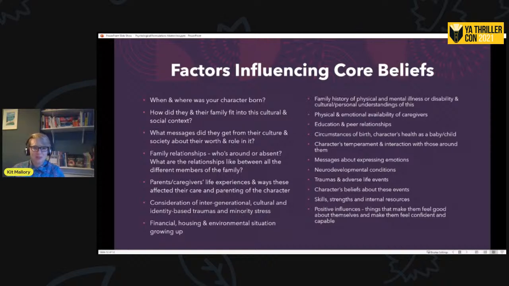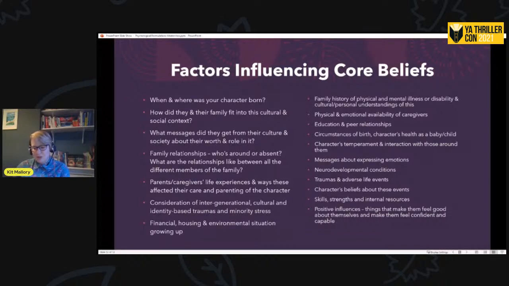And last but not least, because this is super important too, what protective factors are present for them? What and who made them feel good about themselves? What made them feel capable and competent? What do they enjoy? What are they good at? How much chance did they get to do those things? So, a whole lot of information there.